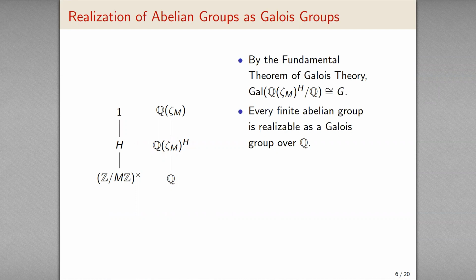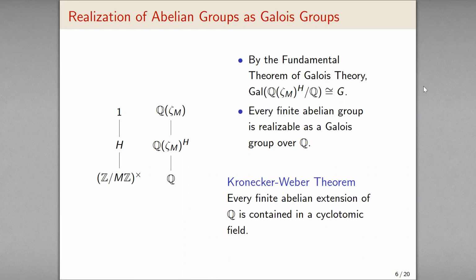Our method here was to take a finite abelian group and then show that it can be realized as the Galois group of an intermediate field of a cyclotomic field. The following theorem is related to this idea, and it's called the Kronecker-Weber theorem.